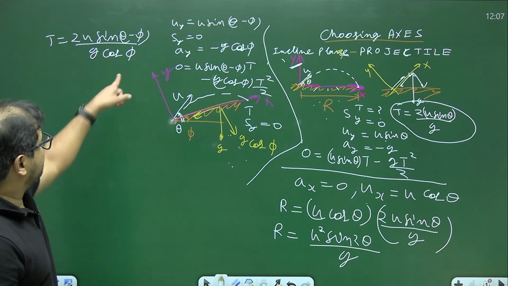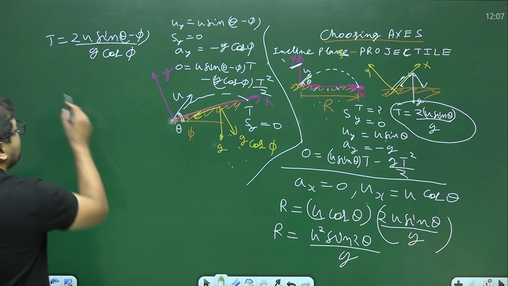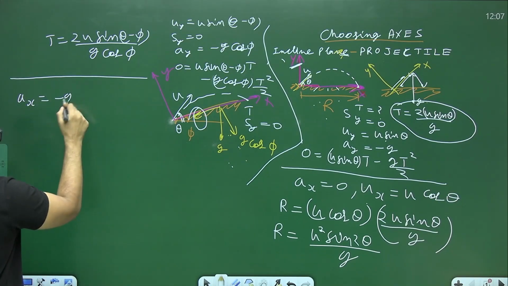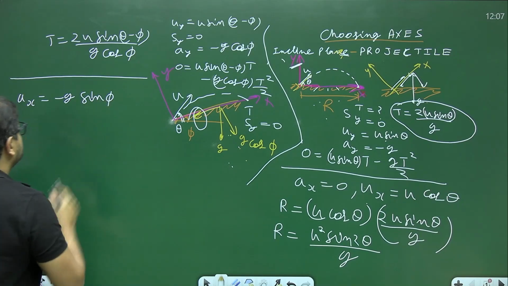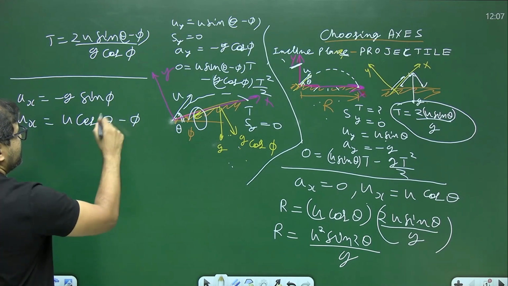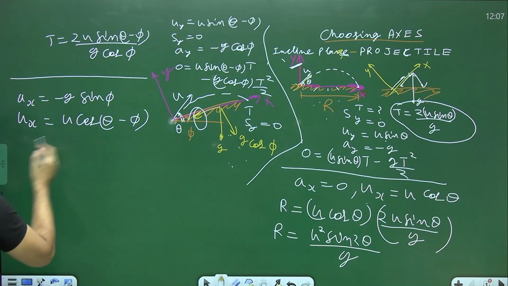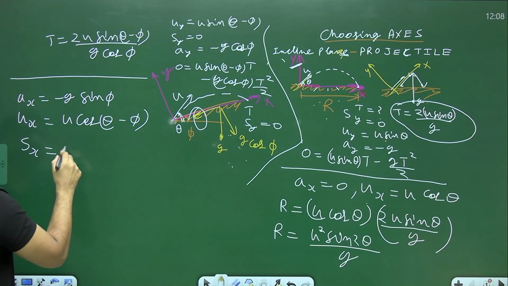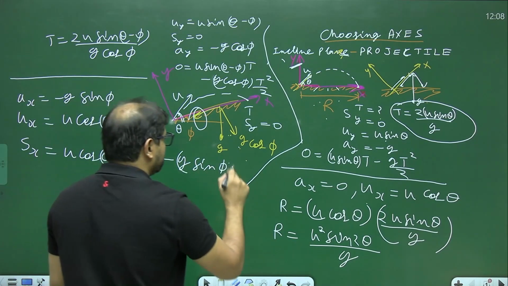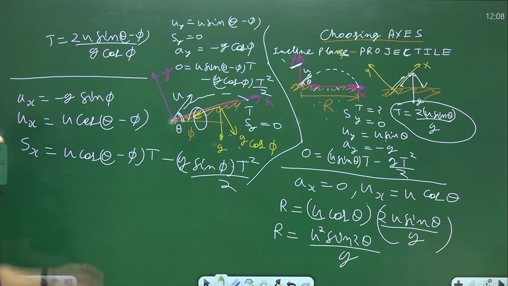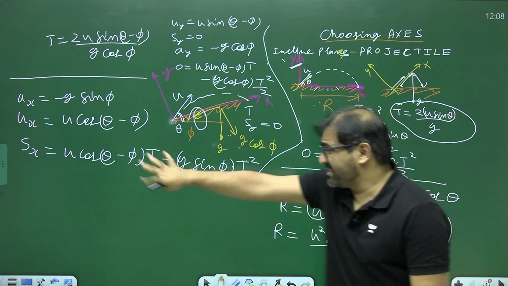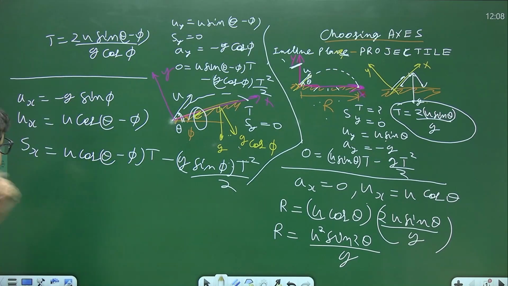But when we do it for here, there is a small thing that we have to remember. There is a component along x also. Ax is minus g sine phi. Ux is u cos theta minus phi. So displacement in x becomes u cos theta minus phi into t minus g sine phi t square by 2. And then you keep the value of t here and keep on doing the calculation and you will get the formula for range. This is generally a standard method that students have seen using.